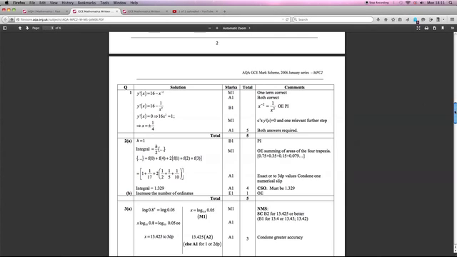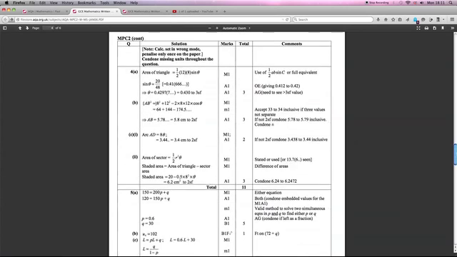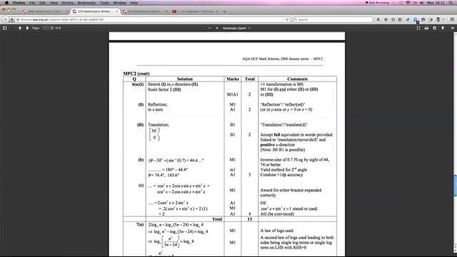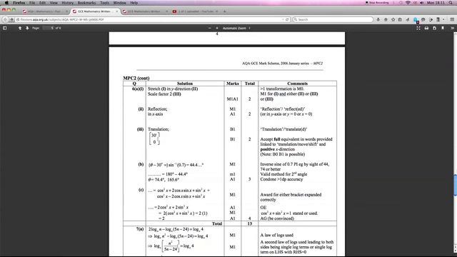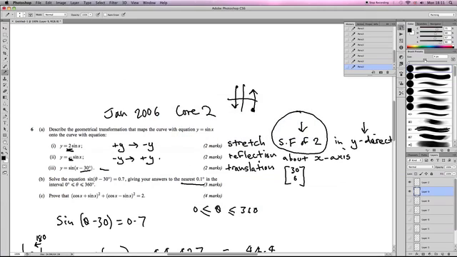Mark scheme. Computer crashed earlier. I don't know why. I blame you. By you, I mean specifically you, the person watching the video right now. Yeah, you.